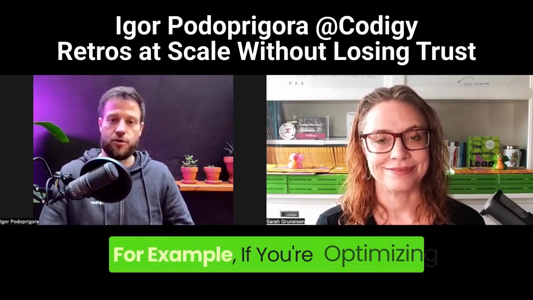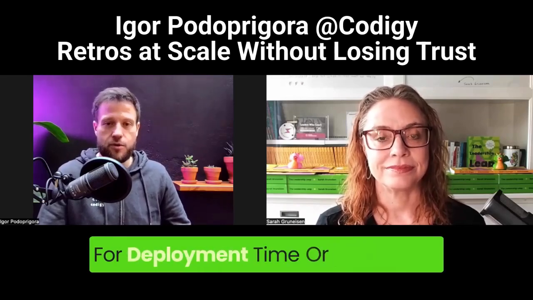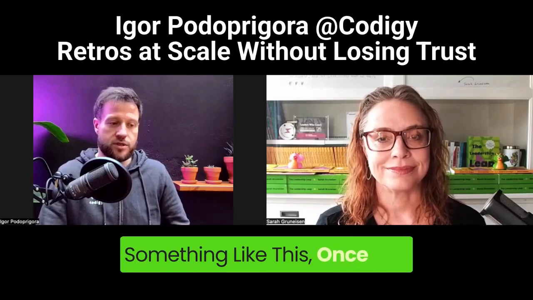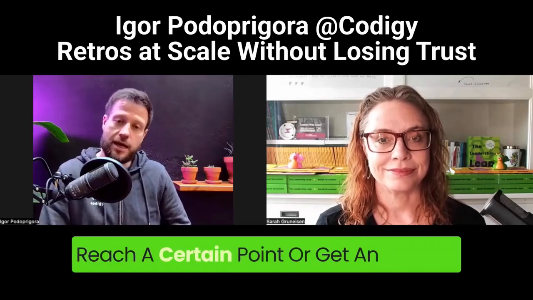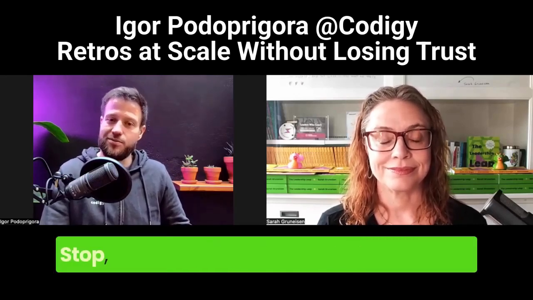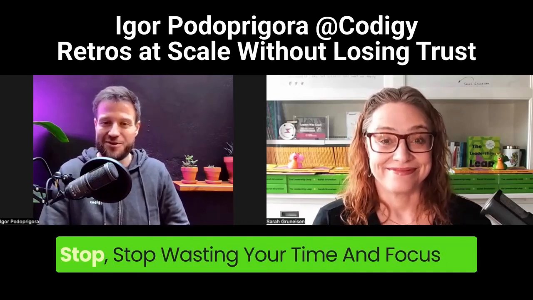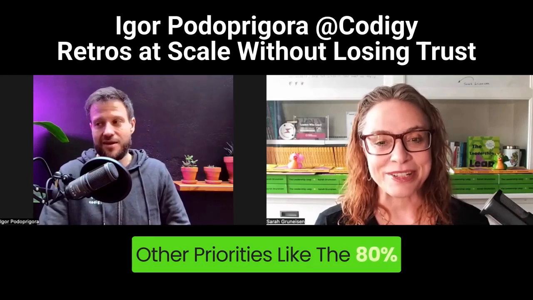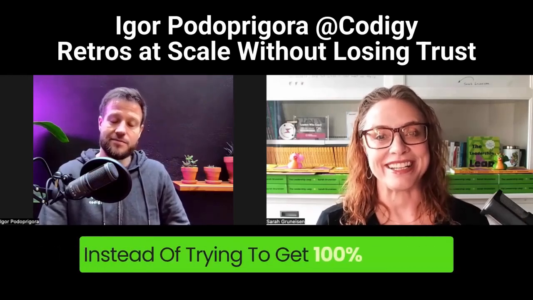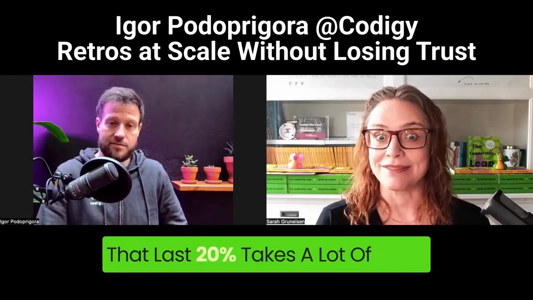For example, if you're optimizing for deployment time or cycle time, something like this, once you reach a certain point or get an answer, you may stop doing that. Stop wasting your time and focus on other priorities, like the 80% instead of trying to get 100%, because that last 20% takes a lot of time.